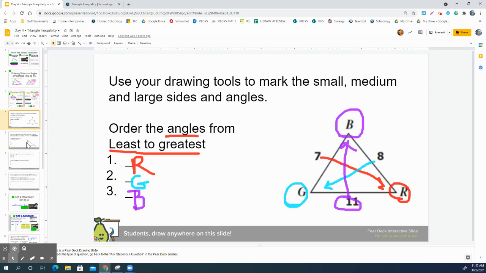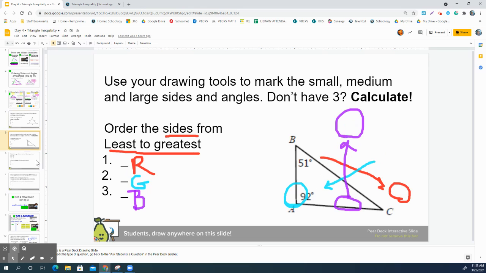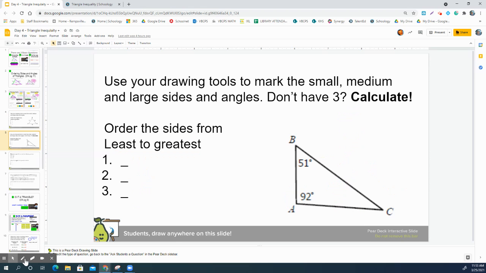Okay, let's look at number 5, slide 5. In the last one, we had all 3 angles. In this one, we're only given 2. So what's our first step? Step number 1. Everybody's saying it inside their head. They just don't want to say it out loud. Absolutely. Calculate that third angle.